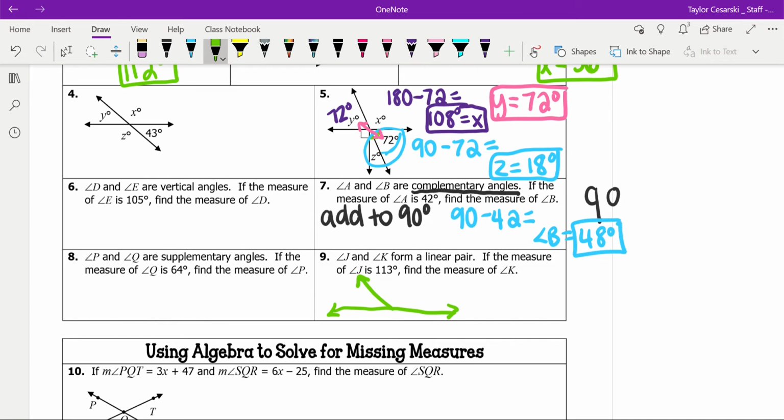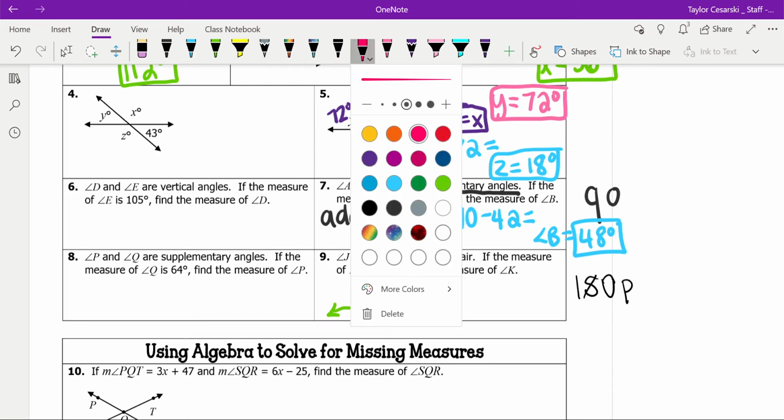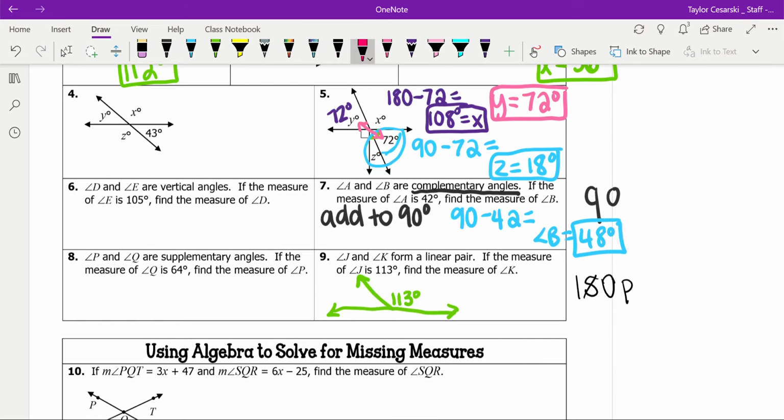So it says angle J is 113. It doesn't matter in my picture which one I label them, but since it's obtuse, I'm going to label it as the big one. Find the measure of K. So supplementary, SUP, you can think about it as making a 180. So they form a straight line, linear line, 180 minus 113. So angle K equals 67 degrees.